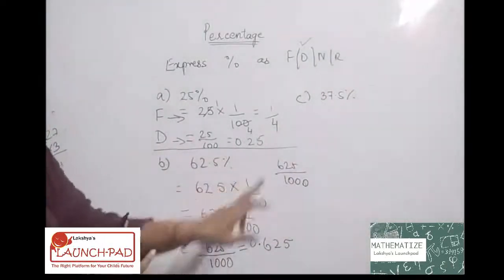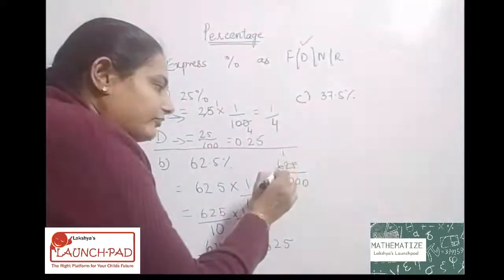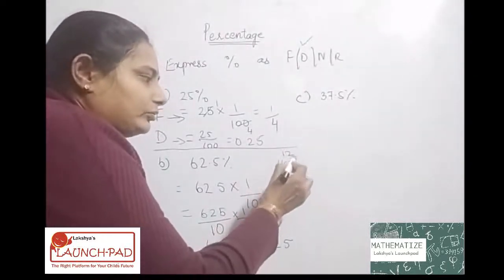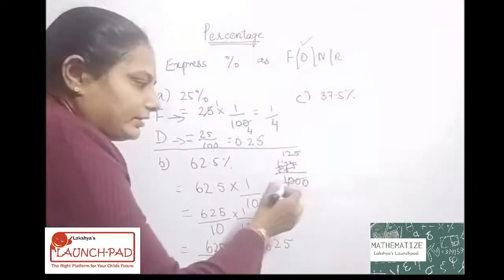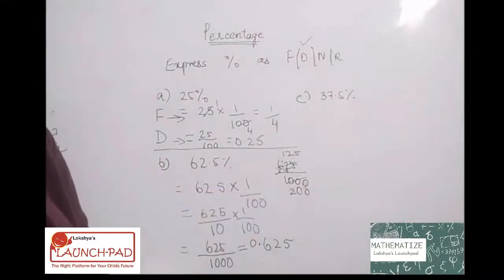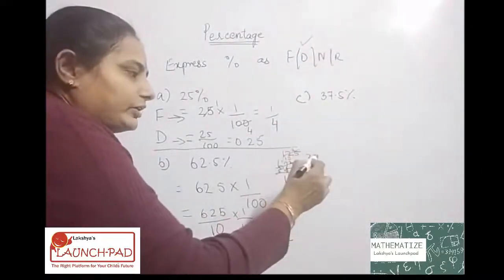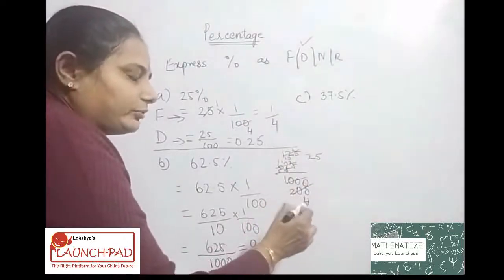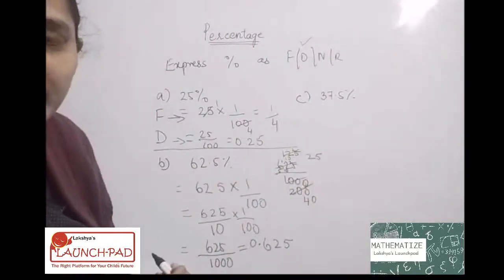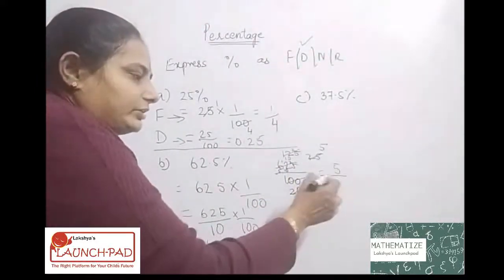If we have to convert it to a fraction, I know that both are divisible by 5. 5 ones are 5, 5 twos are 10, 5 fives are 25, and 5 twos are 10, 0, 0. Again, both are divisible by 5. 5 twos are 10, 5 fives are 25, 5 fours are 20. Again by 5. 5 fives are 25, 5 eights are 40. So in fraction, you will write it as 5 by 8.